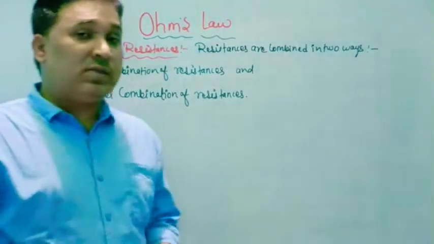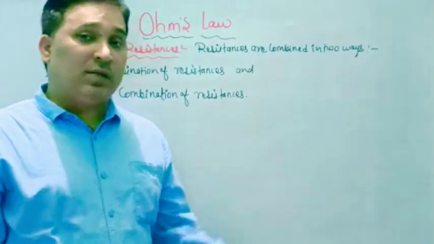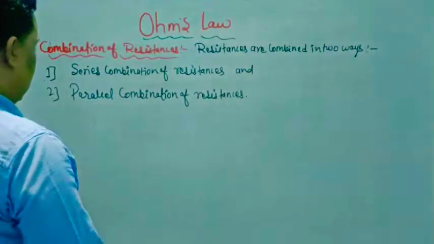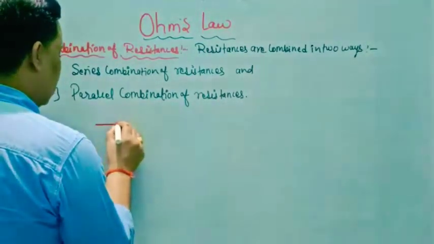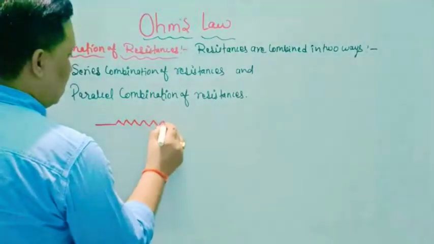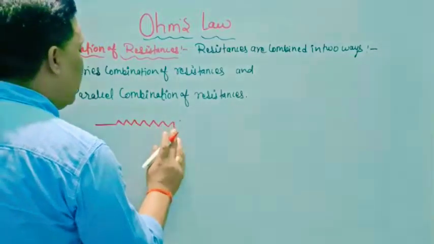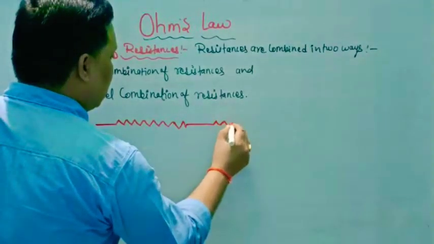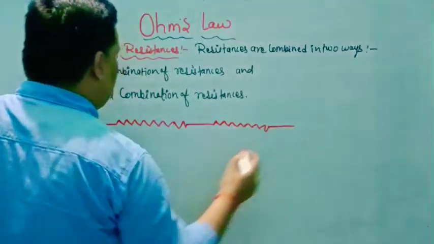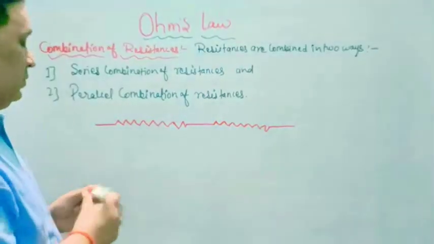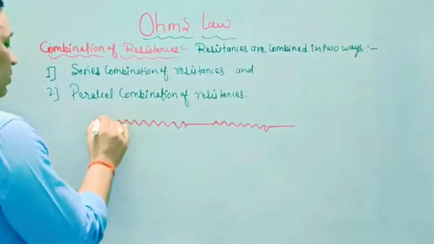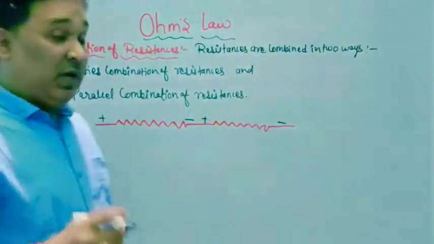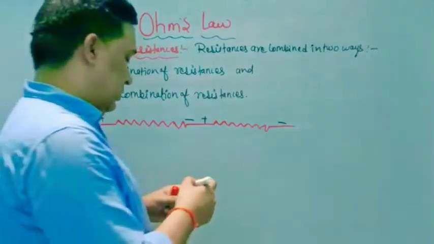Resistances. So we combine the resistances in two ways. That is, one as series combination, another as parallel combination. In series combination, resistances are combined end to end. Suppose this is the positive terminal, this the negative, this the positive, this the negative, so plus-minus together. Remember, children, it is an end-to-end connection, this is series.